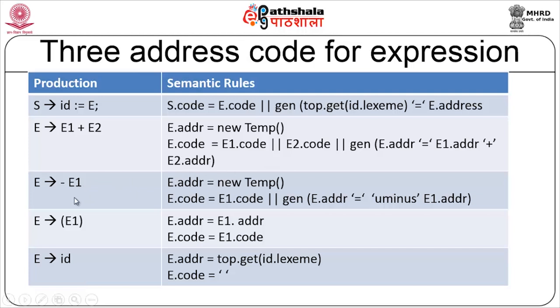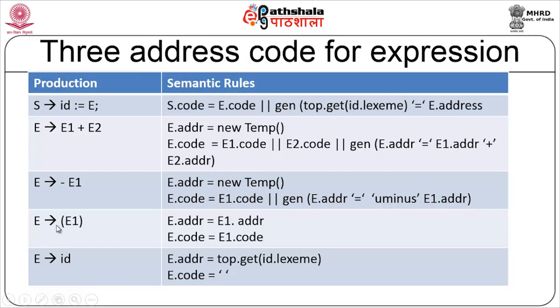The next one is E produces minus E1. Again I have a temporary variable for E. Now I have to generate a code for E1 and then assign it with respect to the unary, by introducing a new unary minus operator. So E1 dot code is generated first, followed by gen. This gen alone generates your three address code statement: E dot address is equal to unary minus of E1 dot address.